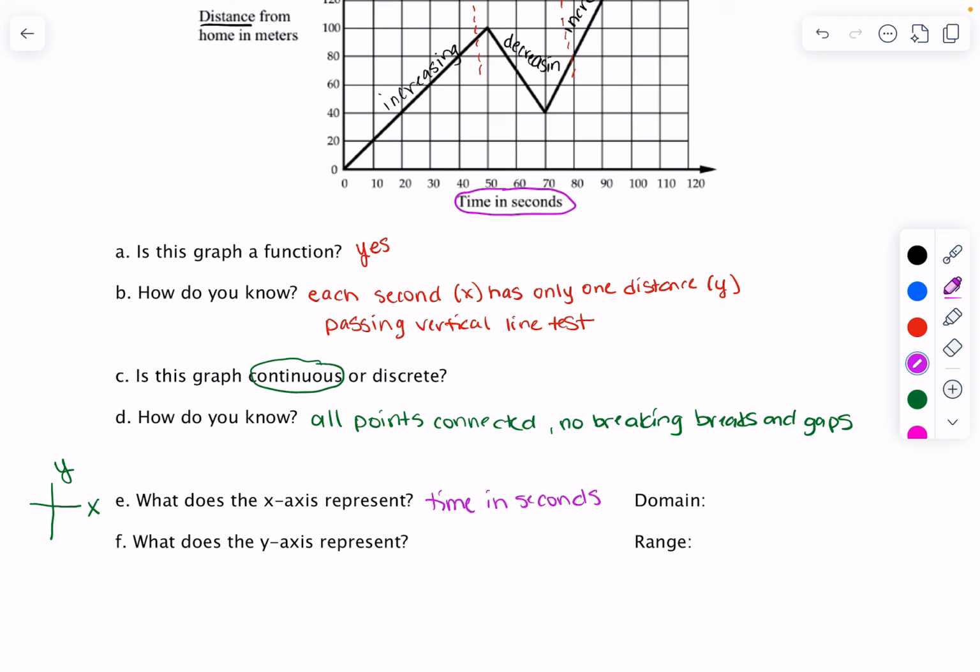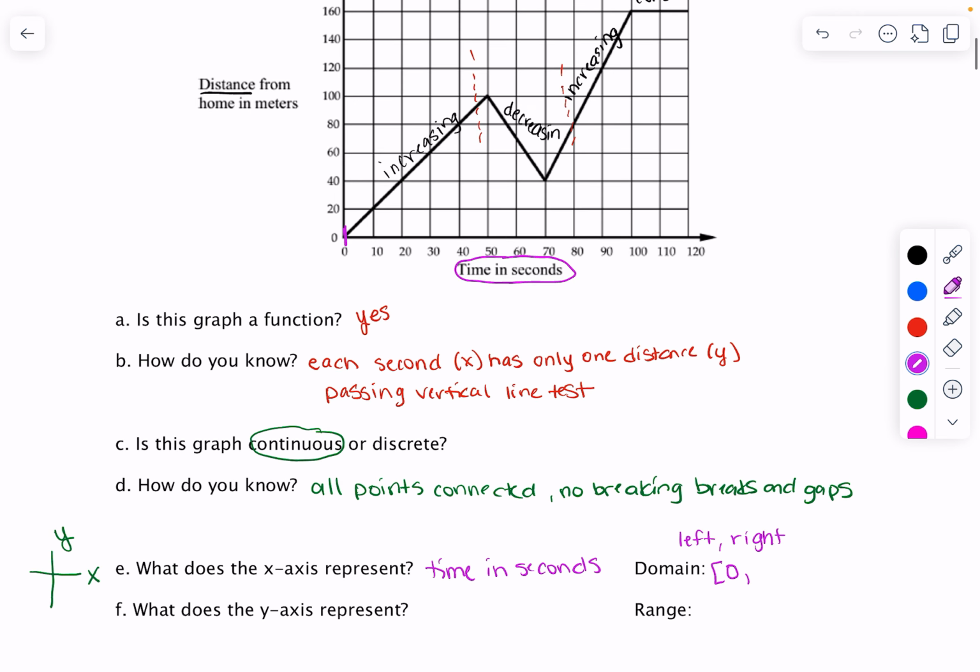If I'm looking at the x values and trying to find the domain, remembering that domain is your farthest left to your farthest right, the very farthest left is time starting at 0. So my time starts at 0, using a bracket because he is at 0 time when he starts his journey to the bus stop. When does this graph end? The graph ends at 120 seconds. So we're looking at time going from 0 seconds to 120 seconds.